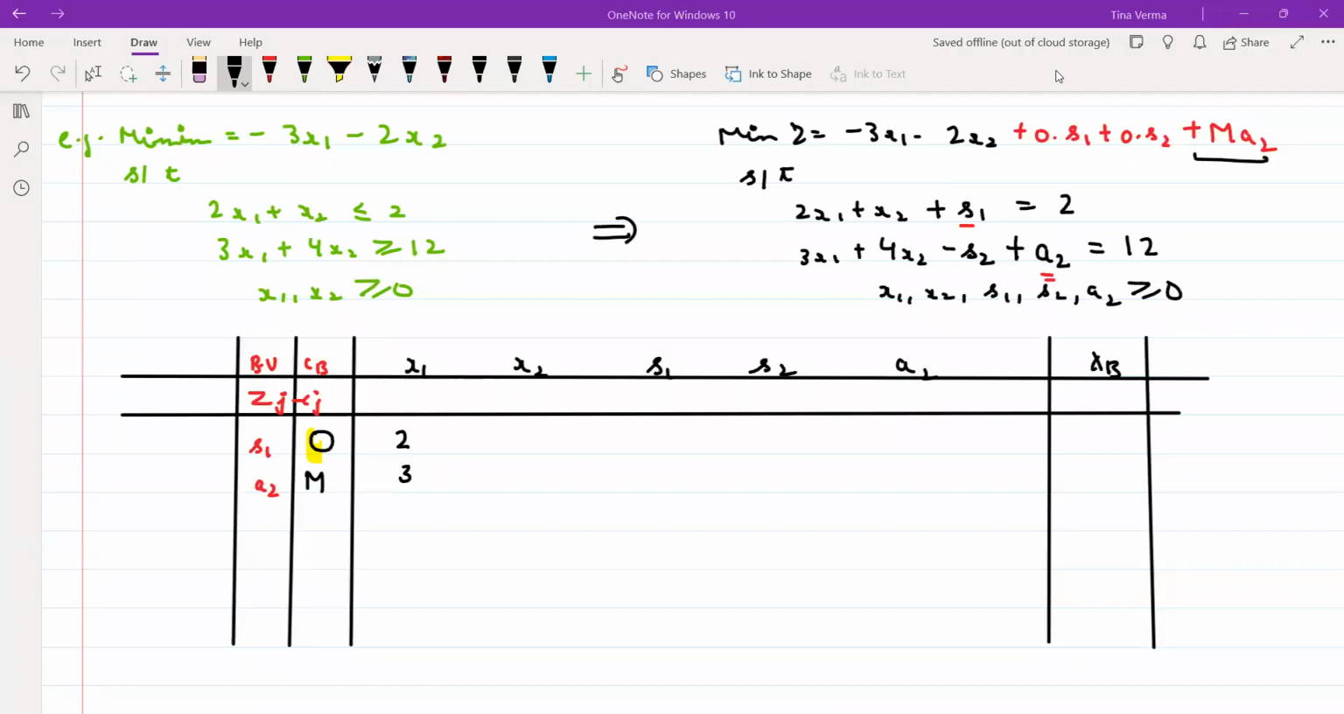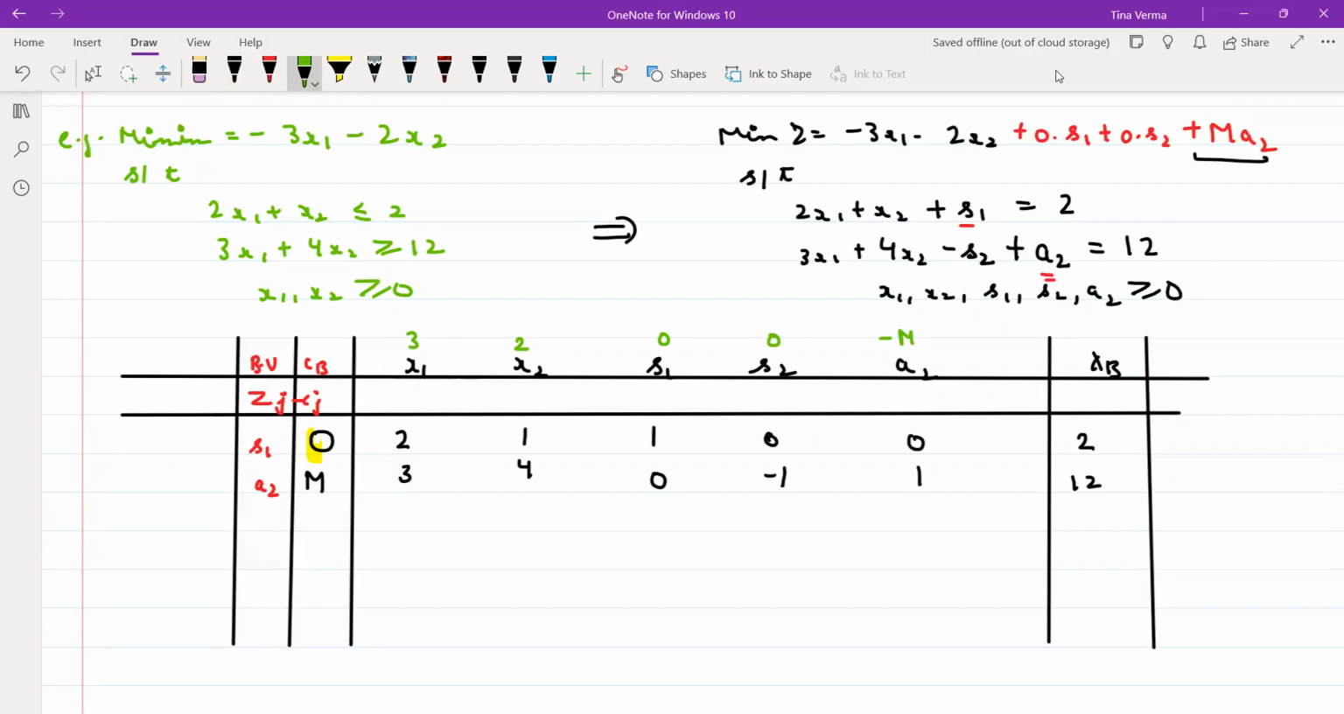So this is 2, 3, 1, 4. S1 is present in first, not in second. 0, -1 and this is your 0, 1. Here it will be 2, 12. And when you write your Zj minus Cj, just revert the sign. It will be 3, it will be 2, it will be 0, 0 and minus M.